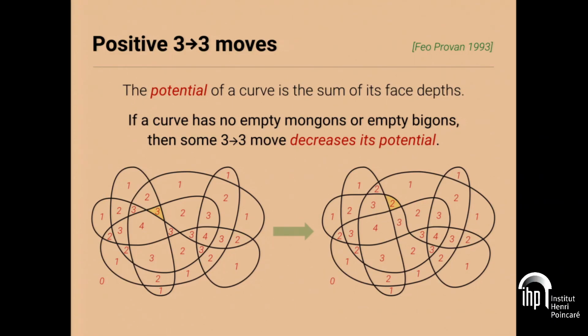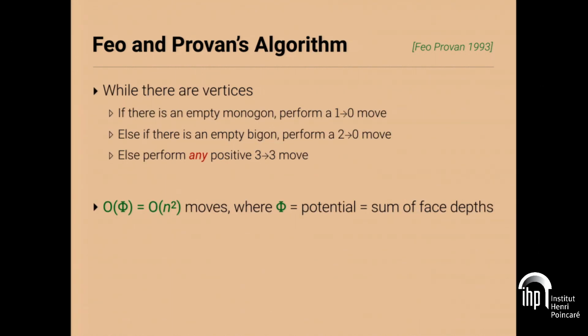This means that this move reduces the sum of the face depths by exactly 1. Okay, so either there's a 1-0 move, or there's a 2-0 move, or there's a 3-3 move that reduces the sum of the face depths. I'll refer to that as the potential of the curve. And so now we have an even easier algorithm. Do what you can. If there's an empty loop, get rid of it. If there's an empty bigon, get rid of it. Otherwise, there's a positive 3-3 move that reduces the potential, do it.